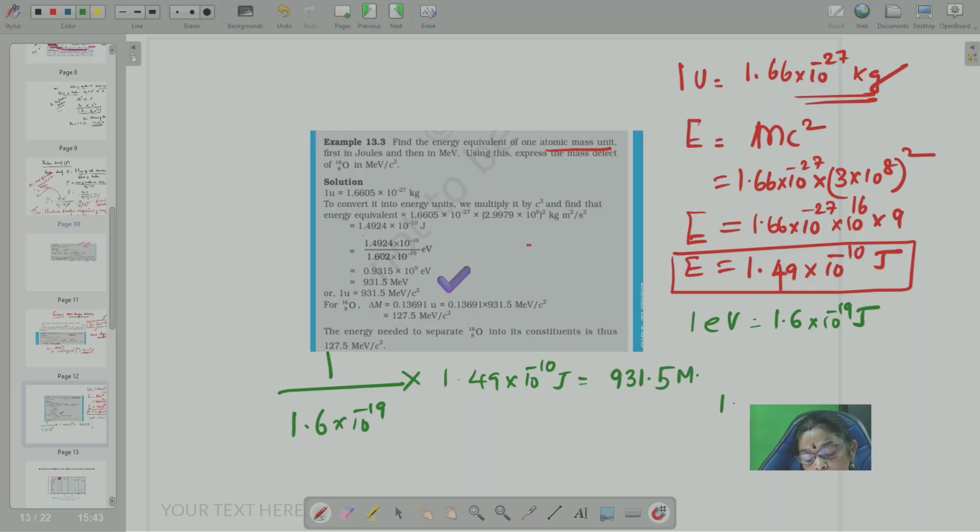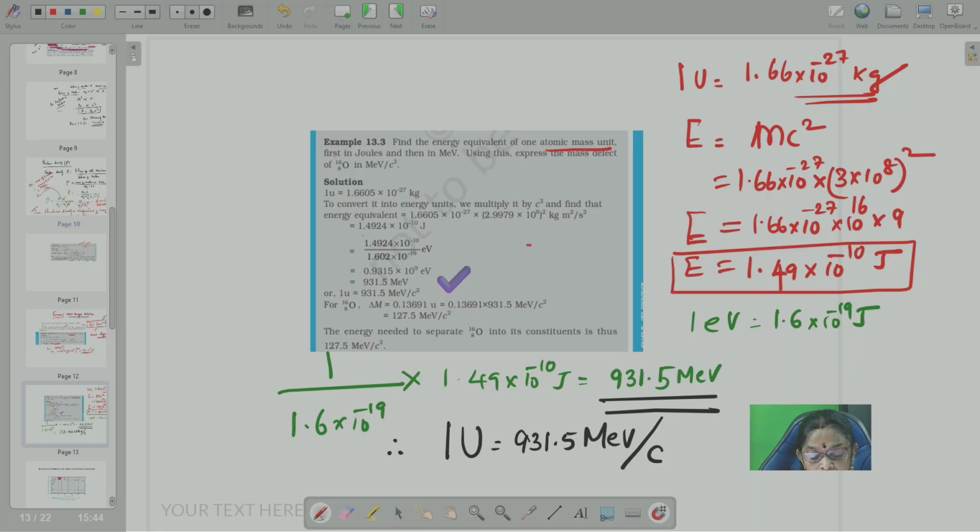So, if you work it out like that, you get 931.5 mega electron volt. So, therefore, you can say that 1 atomic mass unit is equal to 931.5 mega electron volt per c square, that is the standard value.